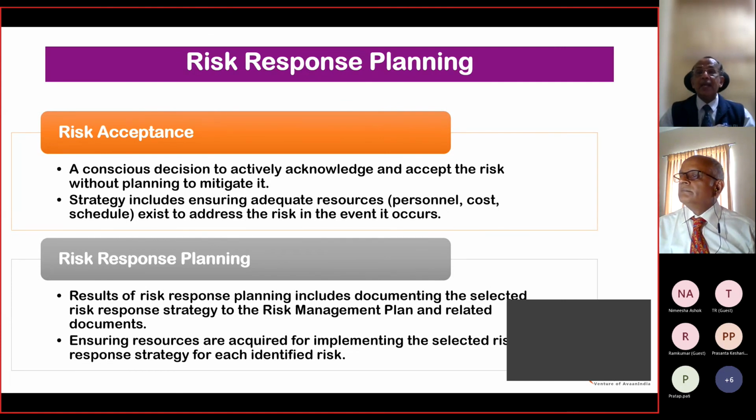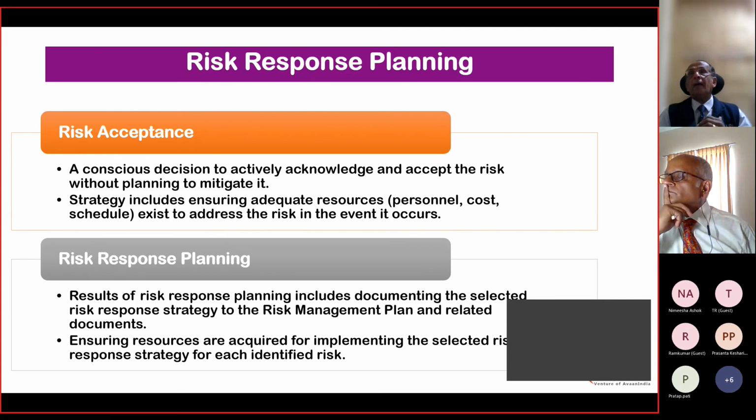Risk response planning. The results of risk response planning include documenting the selected risk response strategy in the risk management plan and related documents. See, this is part and parcel, a very important function in project management. Everything has to be logged on a daily basis: what has happened, what the challenges are, how the situation was rectified. And finally, when the project is completed, the project manager has to provide a summary of what has really transpired.